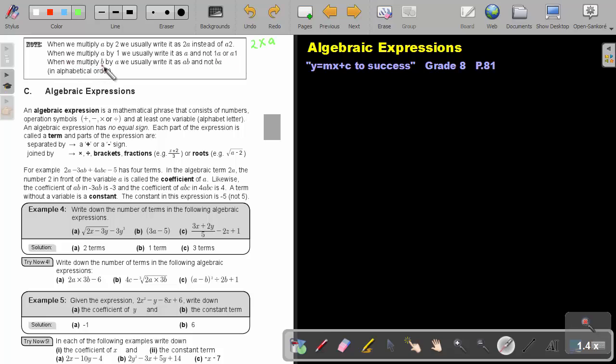And when we multiply b by a, we usually write it as ab and not ba. So we basically write the letters in algebraic order. First comes a, then comes b.